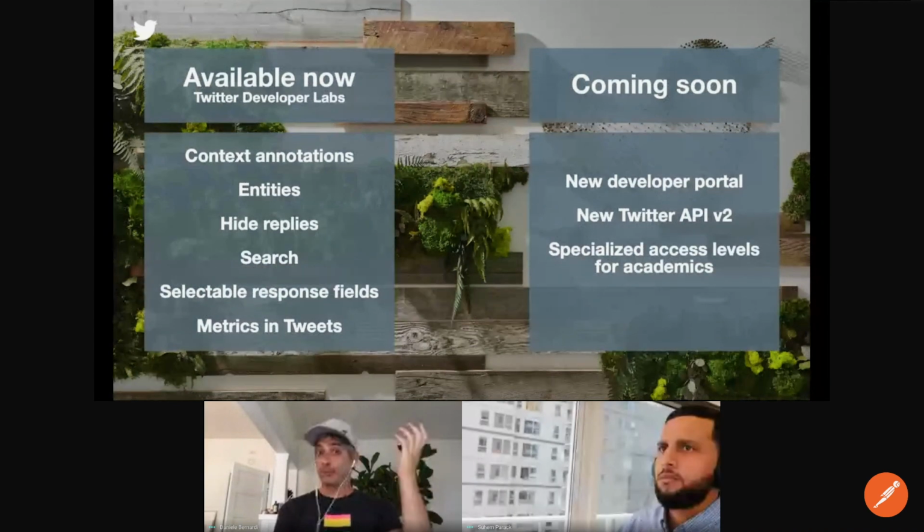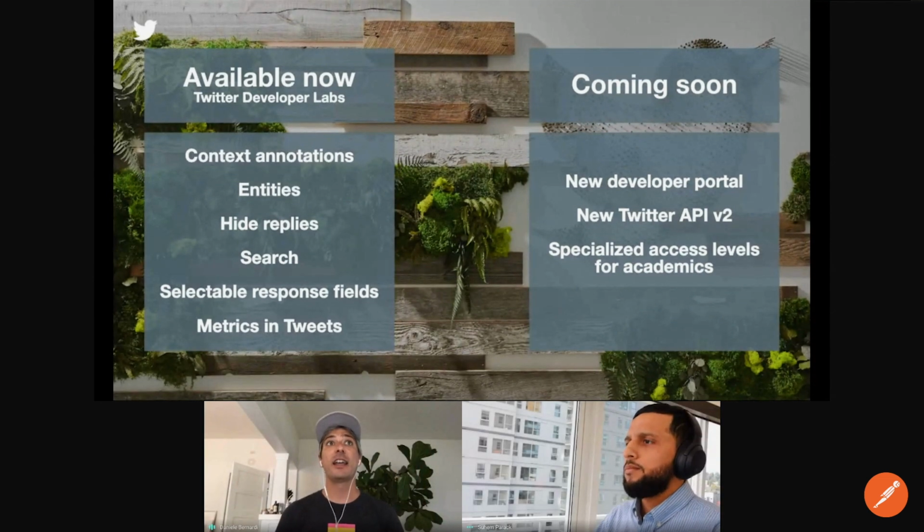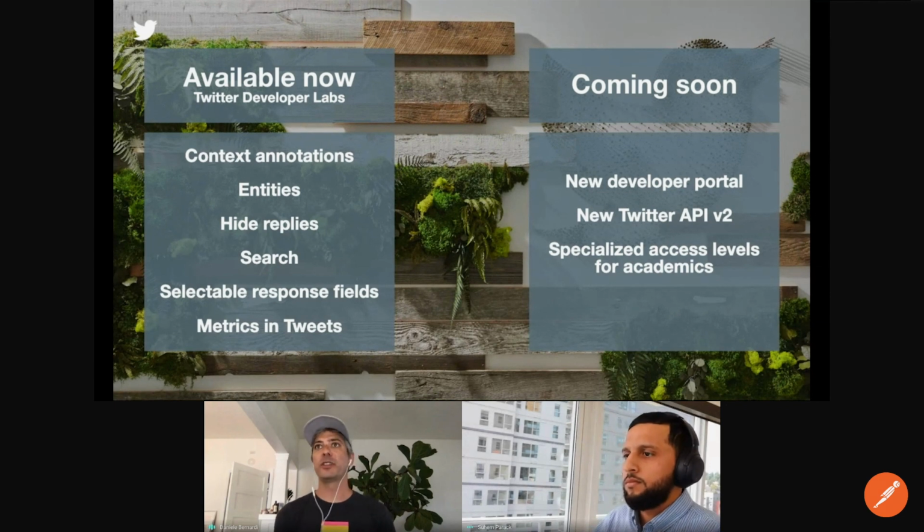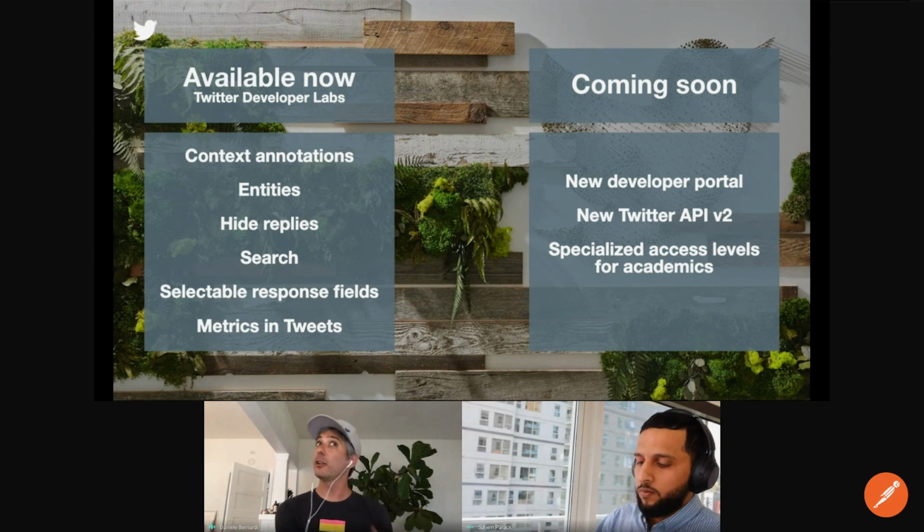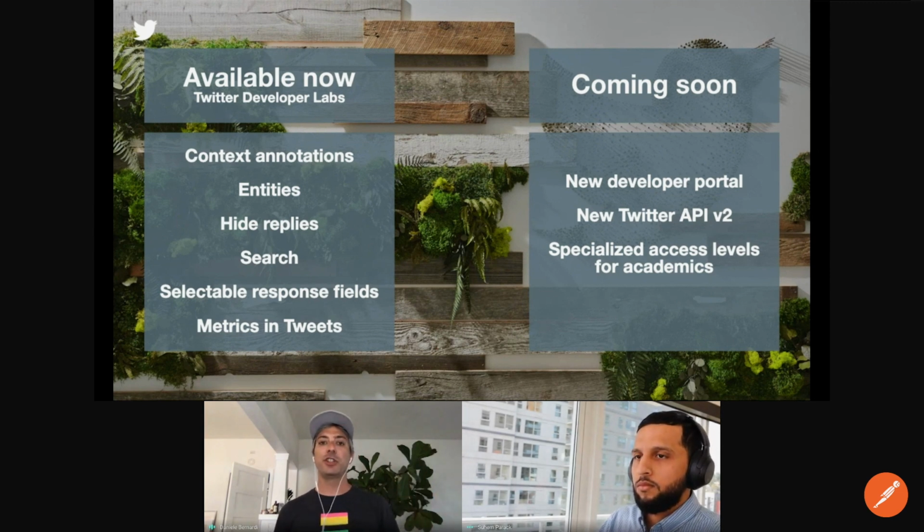And like I said, this is what's available now in Twitter Developer Labs. You can also use the new search API that also has context annotation. You can select response fields, and there are metrics directly embedded into the tweet payload. This is not new. And coming soon, together with the new developer portal, actually major changes to the Twitter API.